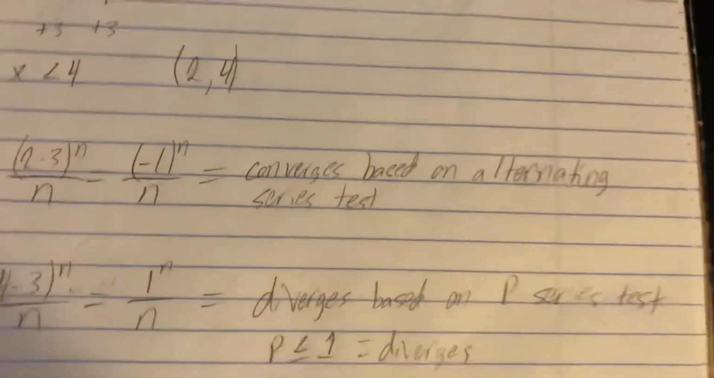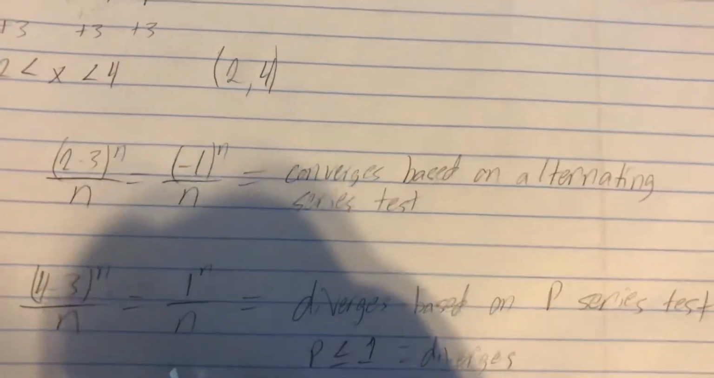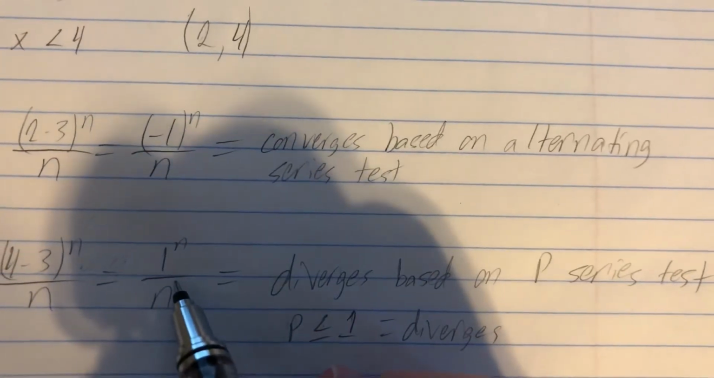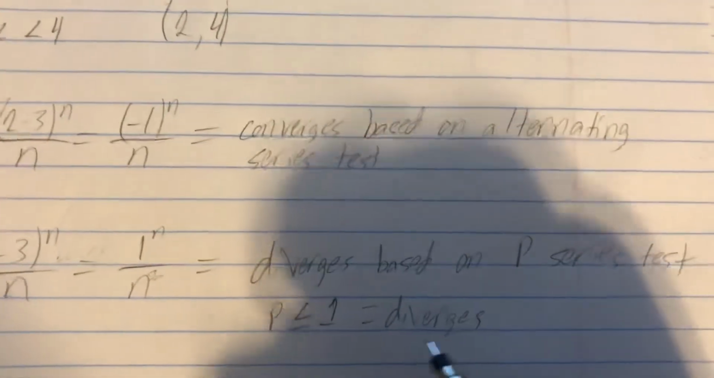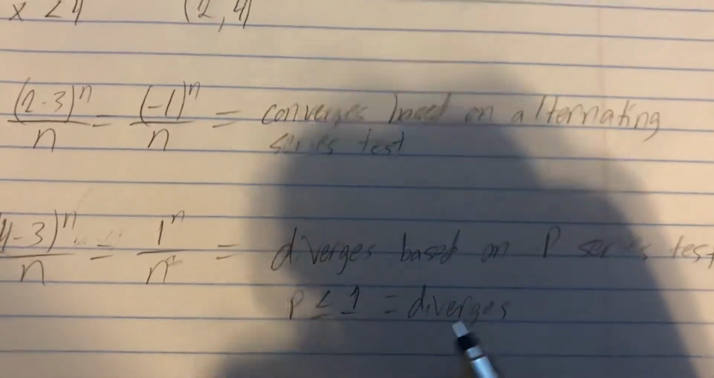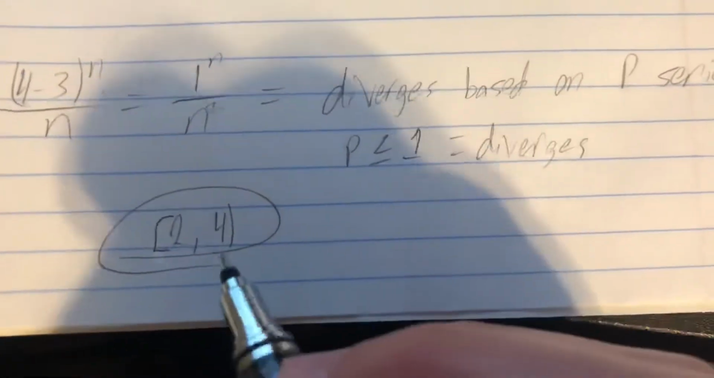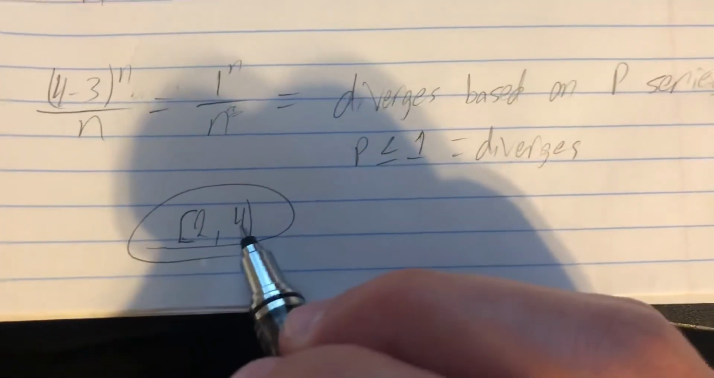Now we test 4, and we do the same thing here. 4 minus 3 is 1, so it's 1 to the n over n. Just by looking at this, we know that this diverges because of the p-series test, because this n is to the 1 power here. When p is less than or equal to 1, it diverges. So 4 diverges. The new interval of convergence actually is square bracket 2, open bracket 4. This would be the answer. It converges at 2 and diverges at 4.